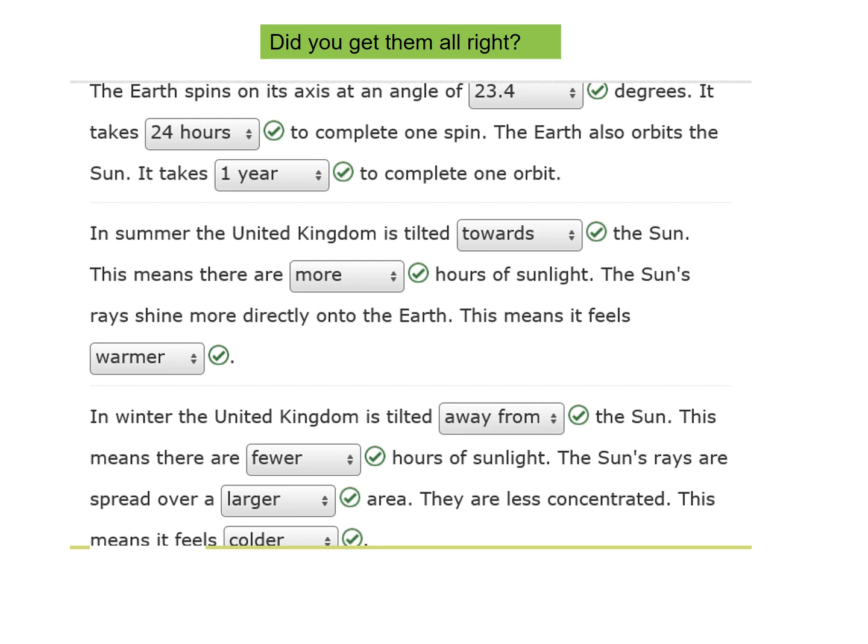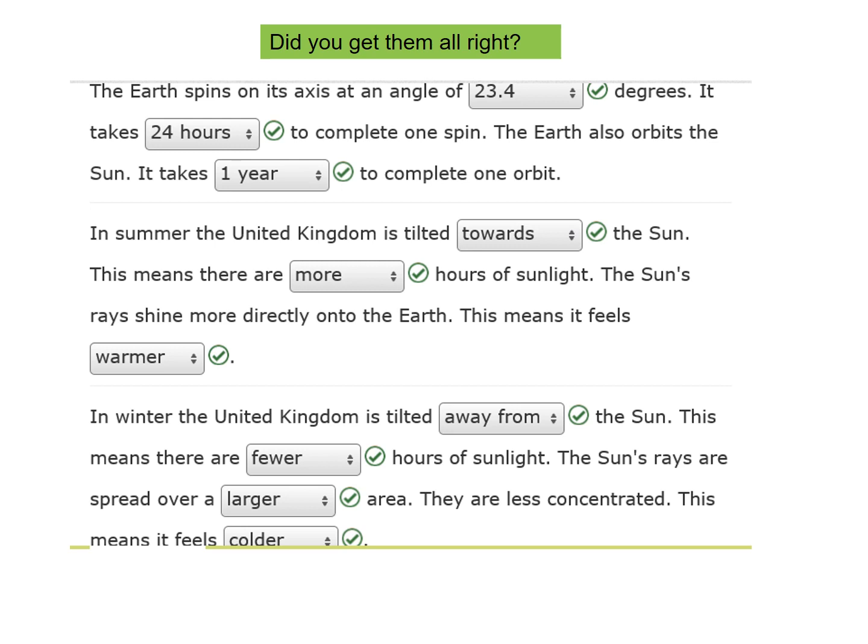Did you get them all right? So your answer should have been, the Earth spins on its axis at an angle of 23.4, or in some cases, like I said earlier on, it might be 23.5 degrees. It takes 24 hours to complete one spin. The Earth also orbits the Sun. It takes 1 year to complete one orbit.